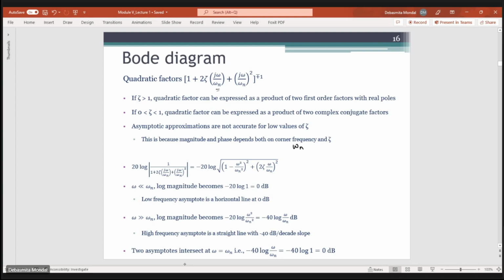So now these two asymptotes: this low frequency asymptote, that is at 0 dB. So this low frequency asymptote is, let's say, 0 dB at low frequency.